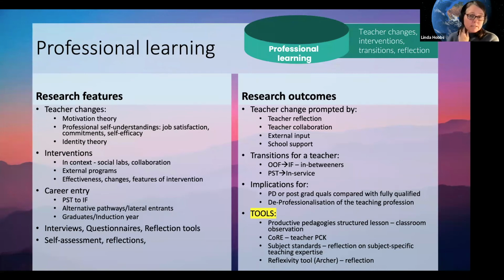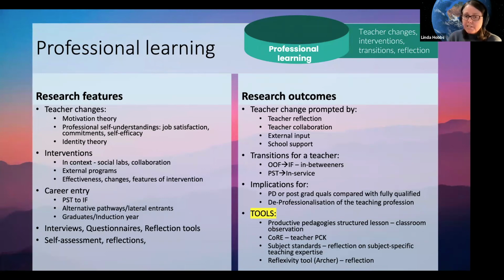That idea of self-assessment comes under question a little bit in some of those articles. And then in terms of research outcomes, they're looking for that teacher change. As I said, the notion of transition is an interesting one, out of field to in field, pre-service to in-service, but also a work content, non-school and school type contexts as well, those sort of transitions. There are implications raised for professional development and postgrad quals.